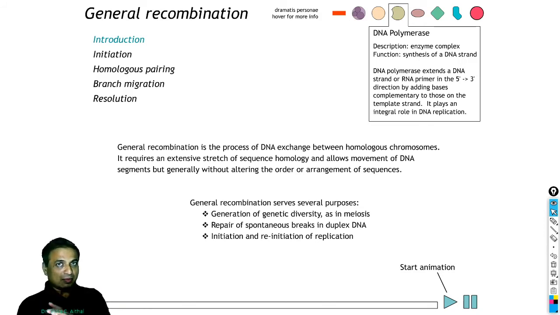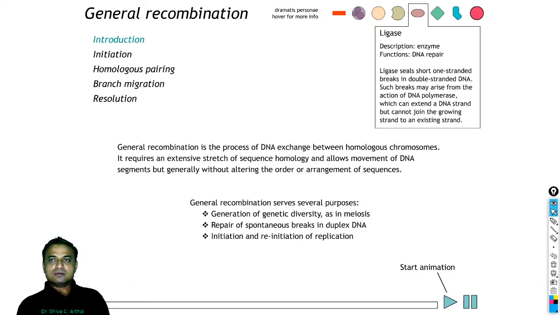Okay, RNA primer in DNA replication. Here the exogenome itself is available for extension. Therefore, it plays a very integral part in replicating the DNA wherever and whenever it is needed. So here during general recombination, we will attribute the DNA polymerase function to extending the exogenome.